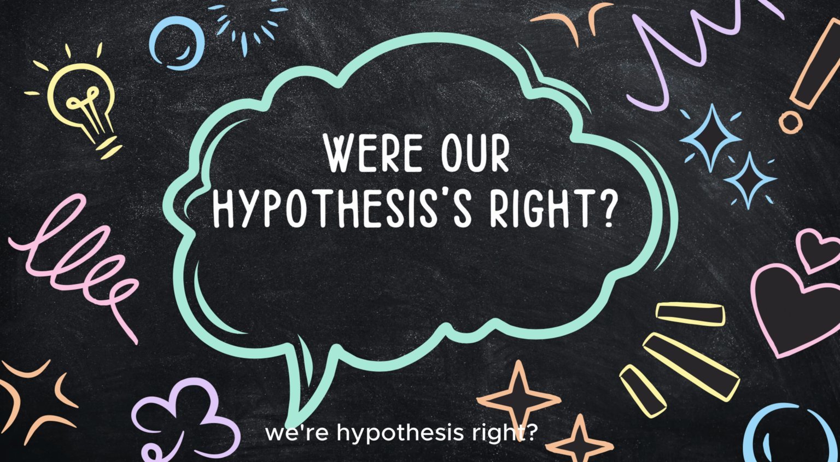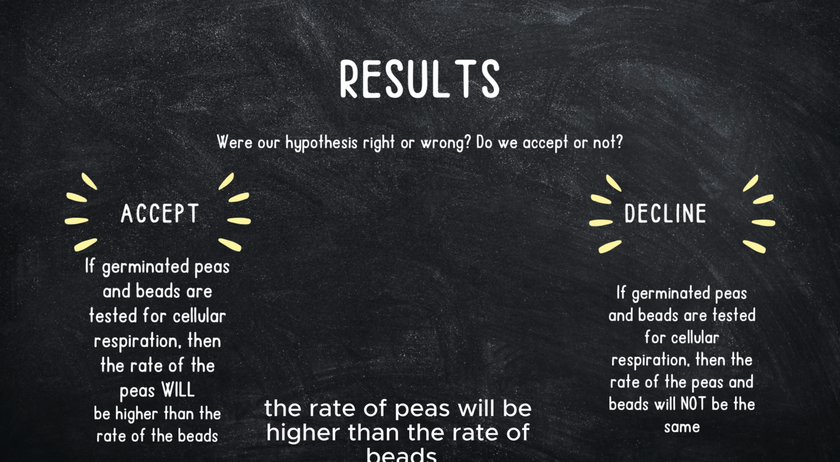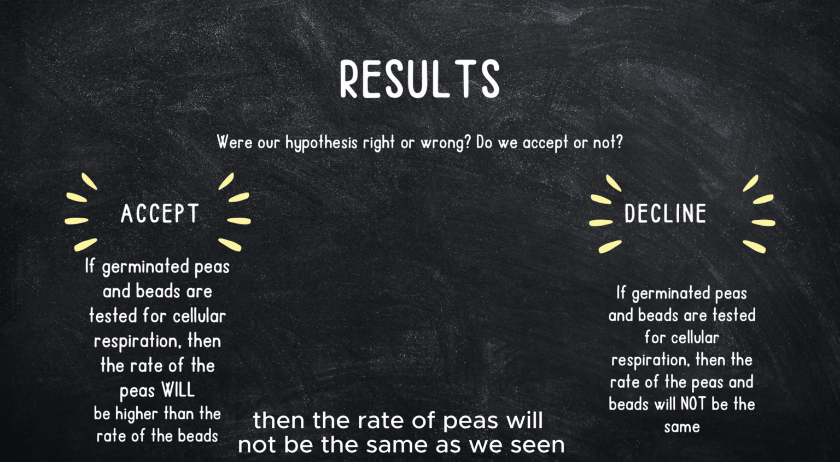Was our hypothesis right? Results. If germinated peas and beets are tested for cellular respiration, then the rate of peas will be higher than the rate of beets, so we accept. However, we reject the null: if germinated peas and beets are tested for cellular respiration, then the rate of peas will not be the same, as we've seen.